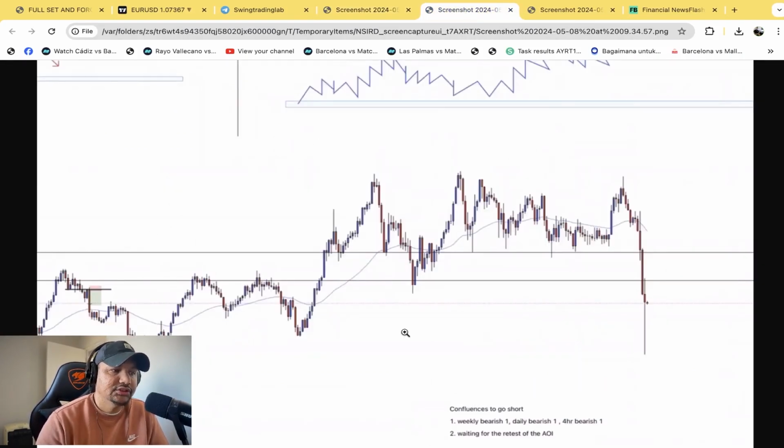There you go, confluences to go short: weekly bearish, daily bearish, 4-hour bearish, waiting for a retest of an AOI, area of interest. I would assume area of interest normally refers to support and resistance. You see, so for instance here we had this breaker structure, we had that consolidation phase, and the market broke below that. Now here we've got some support created there. That's the main support that you would obviously be looking at to get into the market. But it basically tells you what the confluences are about, and how you have to go into the market as well.